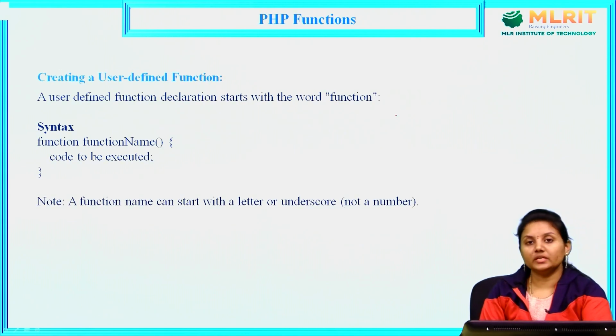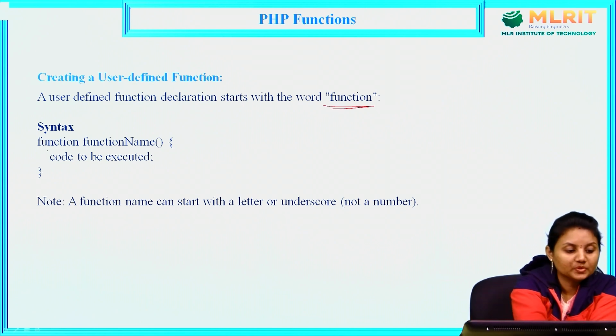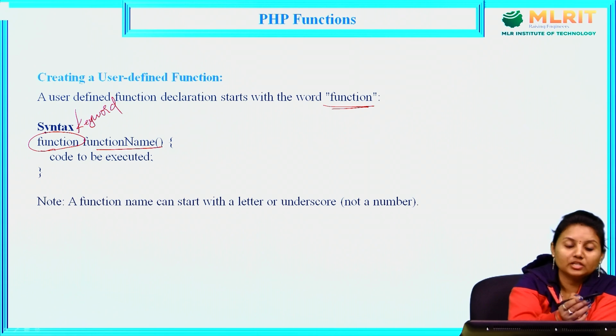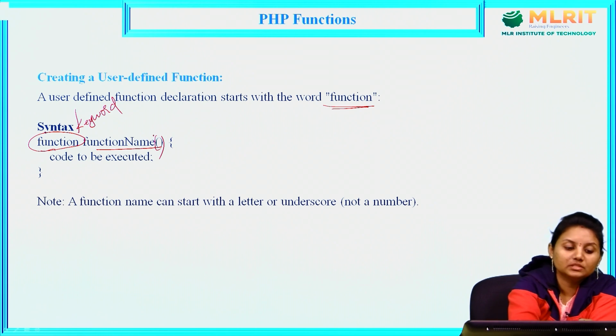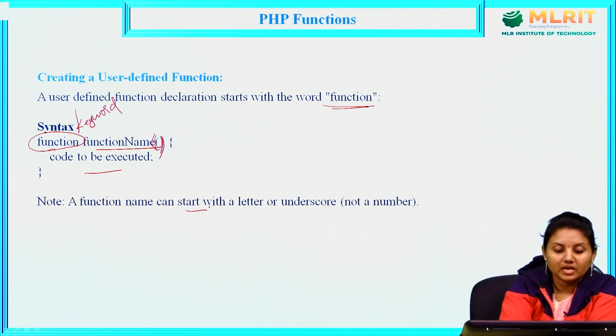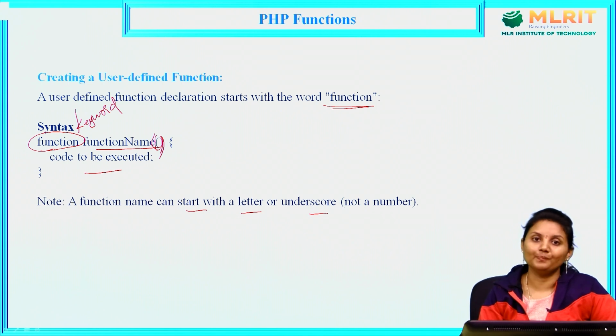So how to create a user-defined function. User-defined function declaration starts with the function keyword. So function is a keyword. This is the keyword. And this is the function name, that means the name of the function with parenthesis. The function name is always defined by using parenthesis. So this is the code to be executed. A function name can start with a letter or underscore and not a number, simply like a variable.